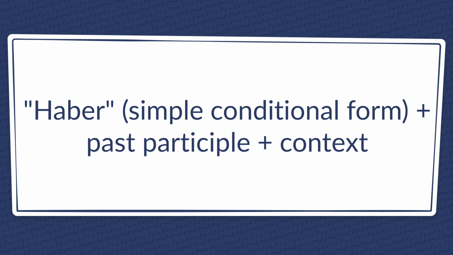So now that you know these rules and you're aware of the irregulars, you can form the conditional compound by using this structure. Haber, simple conditional form, plus past participle, plus context. You use this formula to talk about an action that was supposed to happen in the past, but something got in the way, so it didn't happen. Let's look at a few examples.